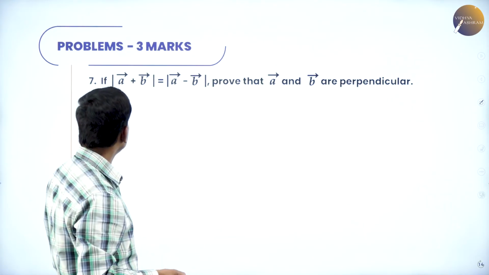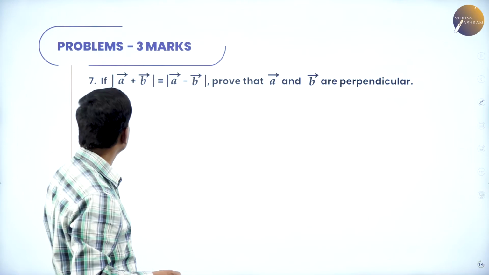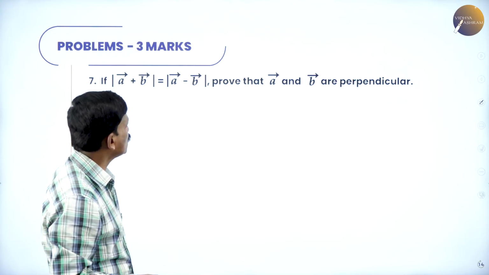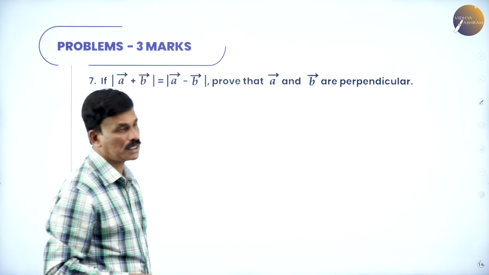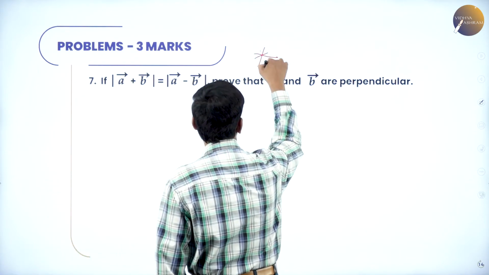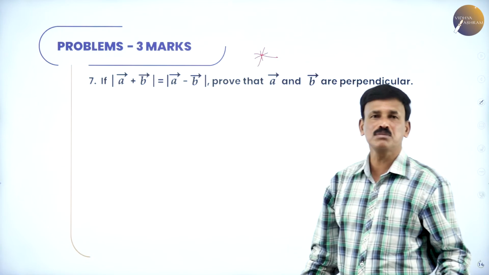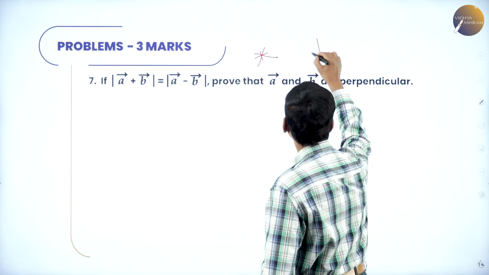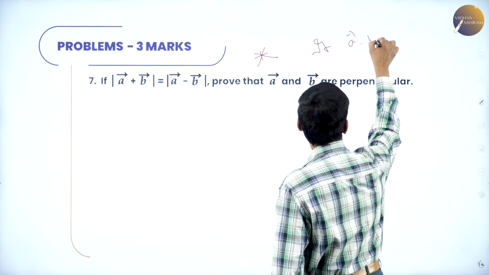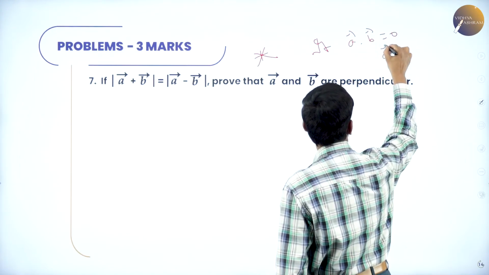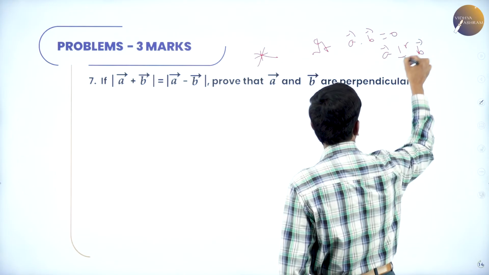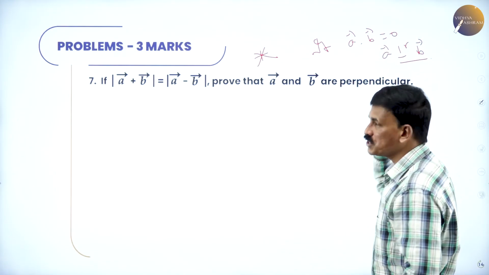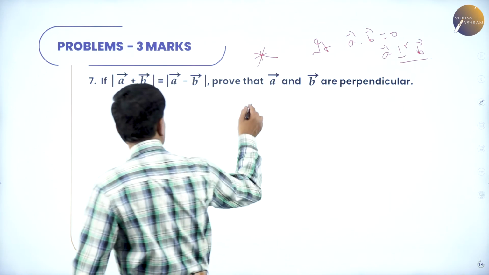Now, if magnitude of a plus b is equal to magnitude of a minus b, that is, length of a plus b is equal to length of a minus b, prove that vectors a and b are perpendicular. This is also an important problem. Now two vectors A and B are said to be perpendicular if and only if their dot product is equal to 0. If A dot B is equal to 0 means vector A is perpendicular to vector B. Now that is to be proved here. What is to prove? Prove that A dot B is equal to 0. That's it. Now what is given?